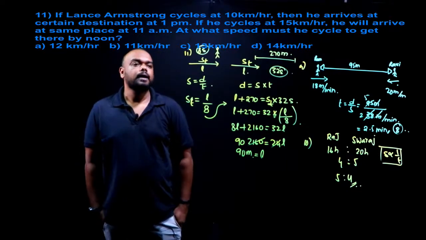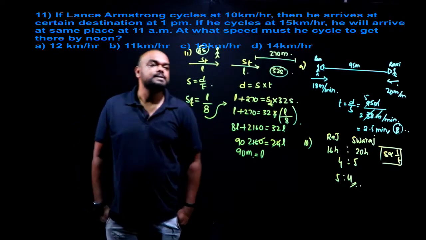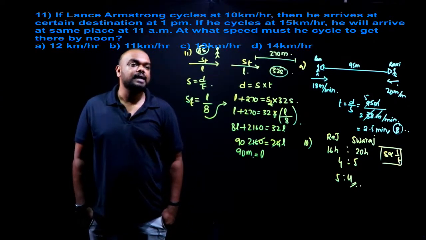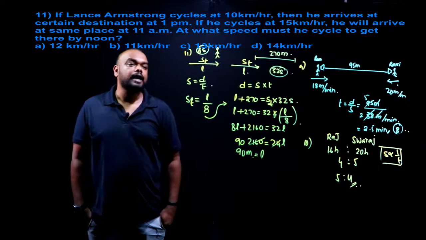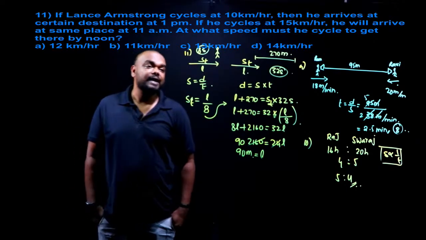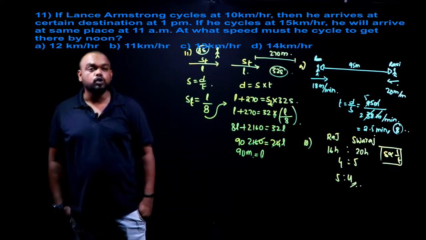If Lance Armstrong cycles at 10 km per hour, then he arrives at a certain destination at 1 p.m. If he cycles at 15 km per hour, he will arrive at the same place at 11 a.m. At what speed must he cycle to get there by noon? By noon means at 12 p.m.